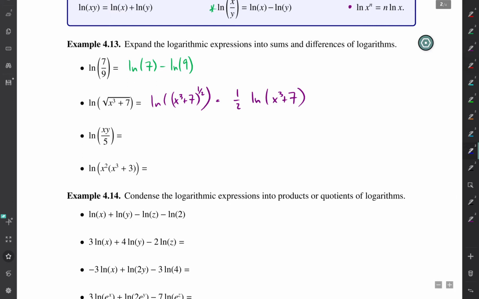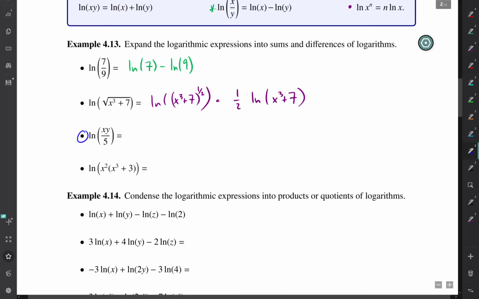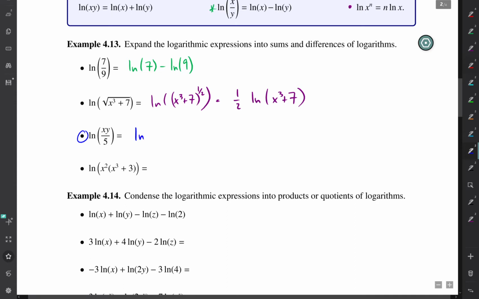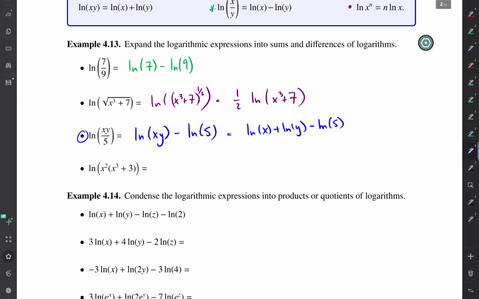Now, the third problem right here would require quotient and product rule. But if we use the second property, the quotient property, we can write this as the natural log of x times y minus the natural log of 5. That's using the quotient property. And then you can break up that product x times y into the sum: natural log of x plus natural log of y minus natural log of 5. And again, the point here is that you've taken something that would require quotient and product rule and turned it into something that you can just take the derivative of term by term. It's going to save you a ton of time.